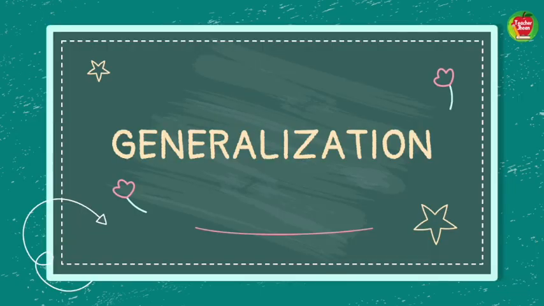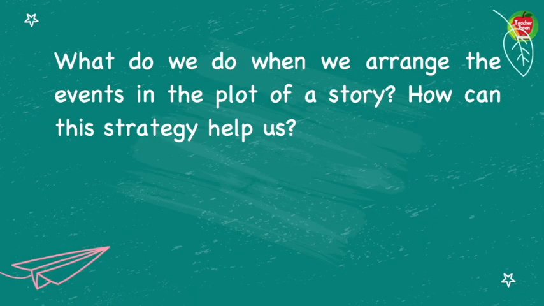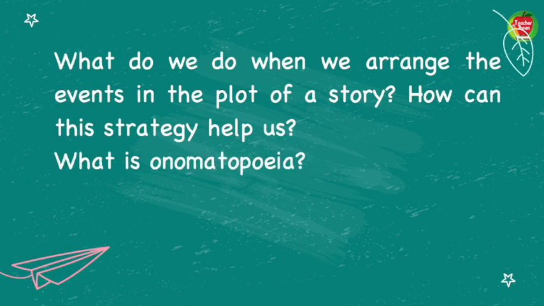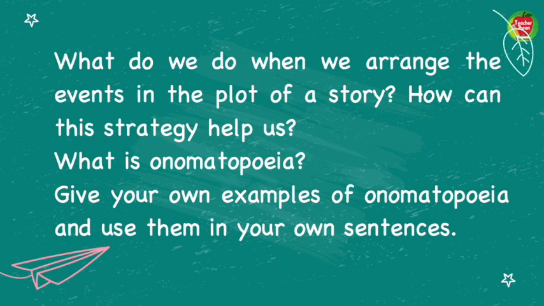Now let us see if you understand our lesson. What do we do when we arrange the events in the plot of a story? How can this strategy help us? What is onomatopoeia? Can you give your own examples of onomatopoeia and use them in your own sentences? Great!